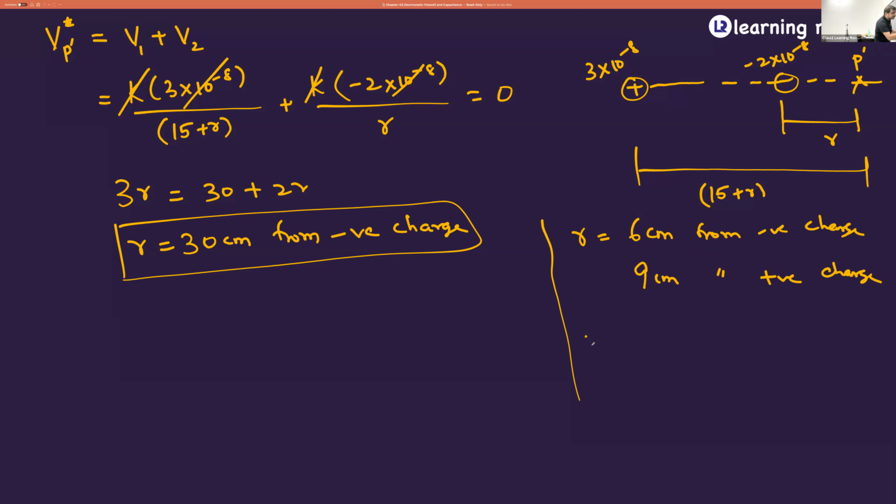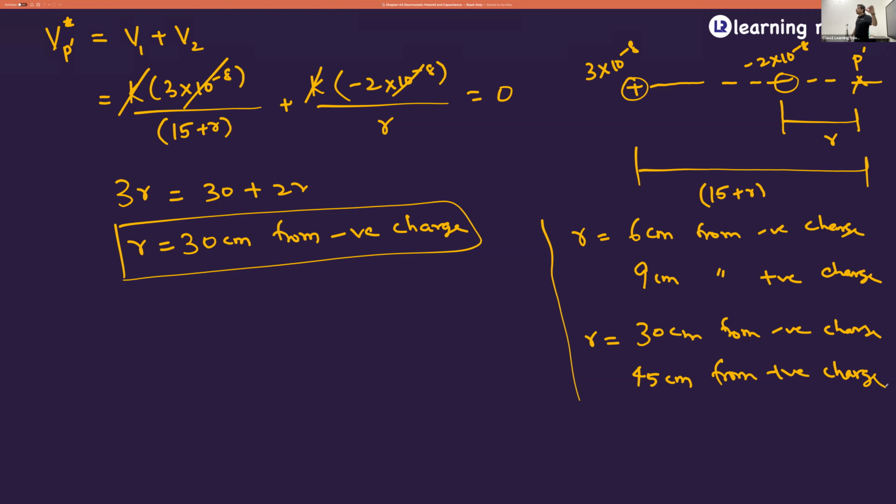And the second case is you got R is equal to 30 centimeter from negative charge or 45 centimeter. Why 45? The 15 is getting added from positive charge. So if you observe, in both the scenarios, where is the point where the potential is 0? It is always away from the positive charge in this case and closer to the negative charge.